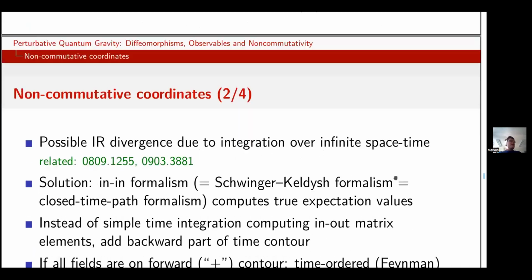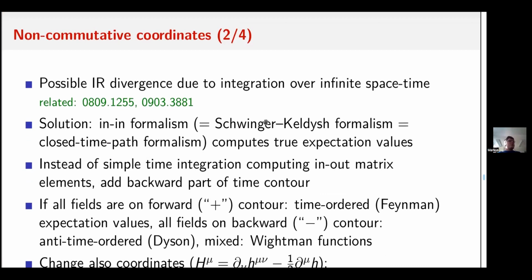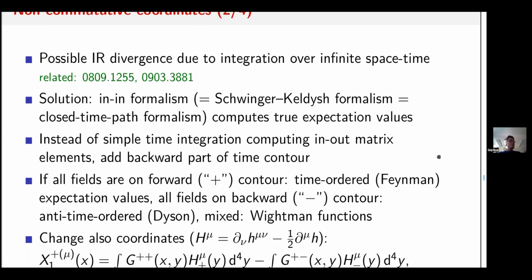So, of course, people have thought about this in other situations, so there are some nice related papers. There are some people from York, and the solution to resolve this IR divergence and get something finite is to use the in-in formalism, which is also called Schwinger-Keldysh formalism or closed time path formalism. This is used in, say, condensed matter theory a lot. And this formalism computes true expectation values and gives you a way to resolve this IR divergence. So it's explained nicely in these papers exactly how to do that.